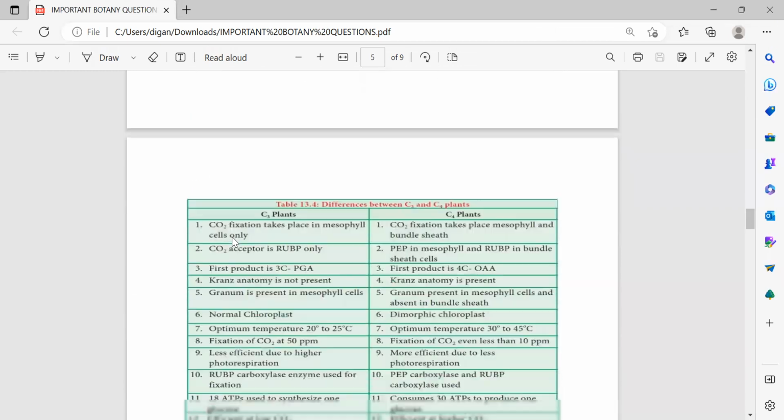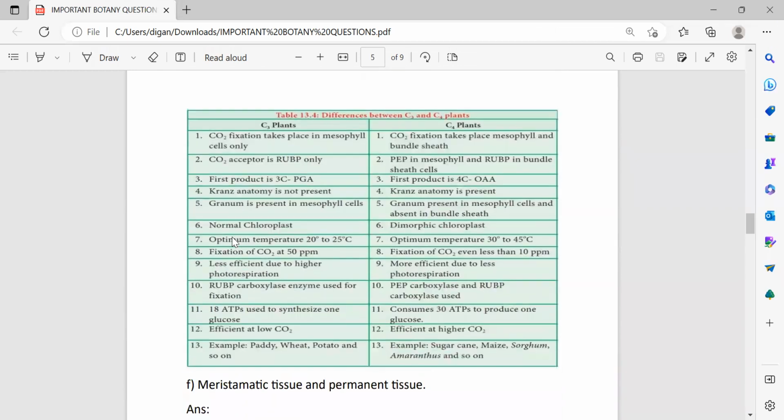C3 plant and C4 plant. Here 13 differences are given. But no need to write 13 differences. You just remember 4 or 5, whichever you feel comfortable.